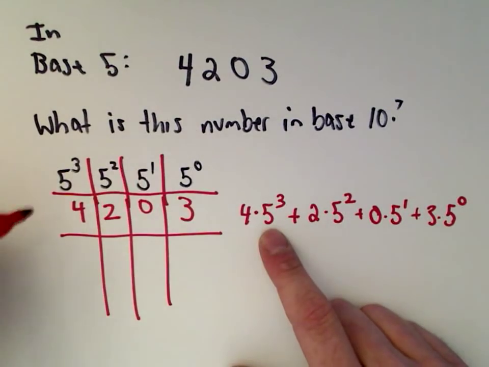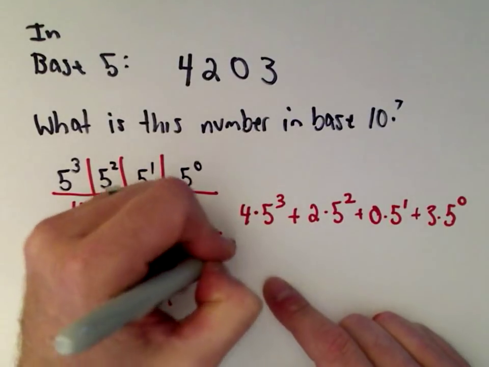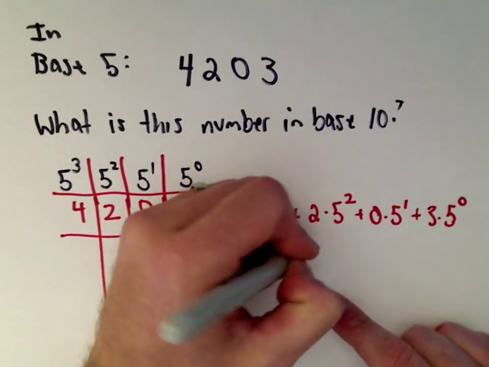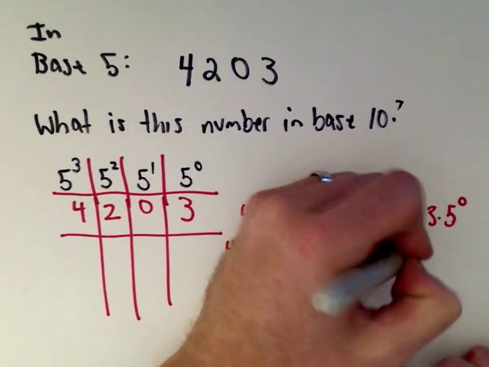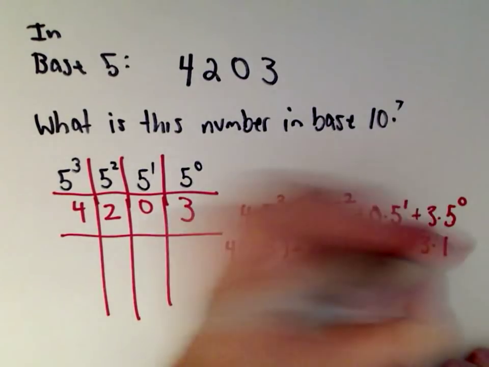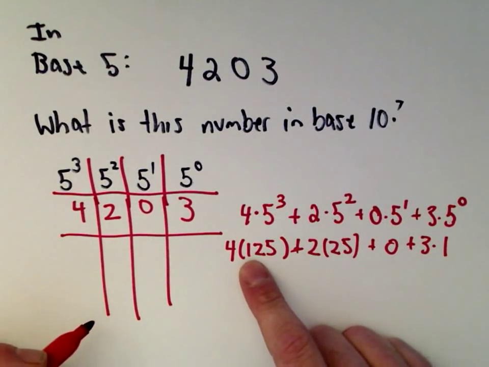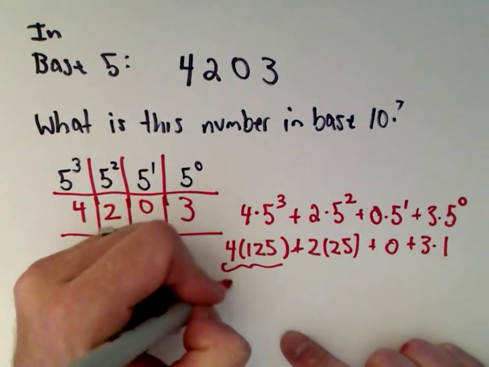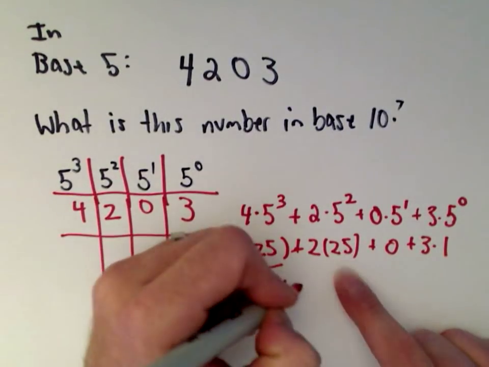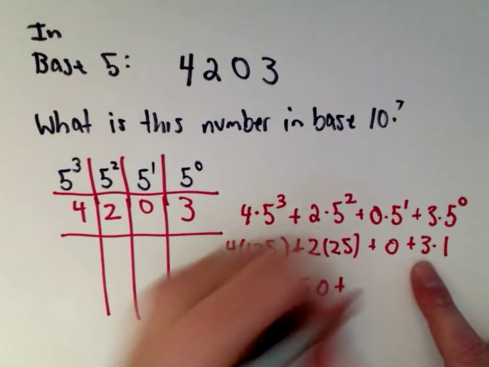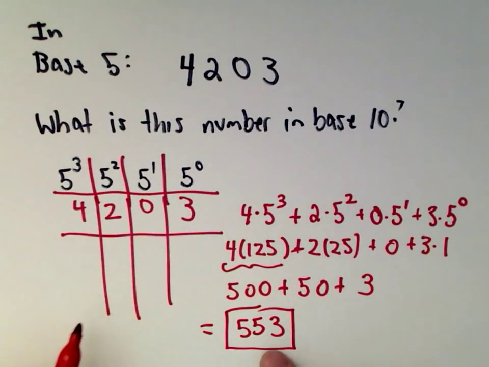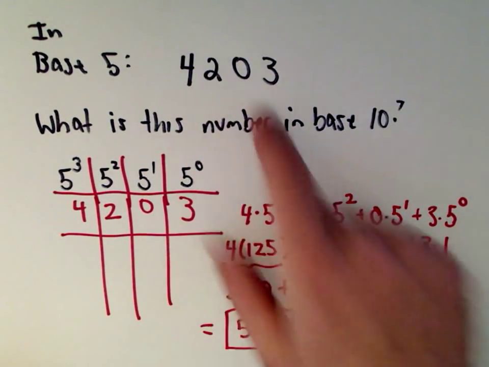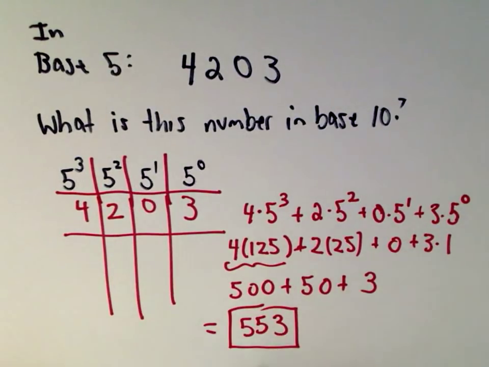Let's see, so 5 to the 3rd power, recall that that's 125. So this is 4 times 125, plus 2 times, well, 5 squared is 25, plus 0, plus 3 times 5 to the 0 power, which is 1. So let's see, 4 times 125, I guess that's going to be 500. Plus 2 times 25 will be 50, plus 0 plus 3. This would be the number 553 in base 10. So the number 4203 in base 5 would be equivalent to the number 553 in base 10.